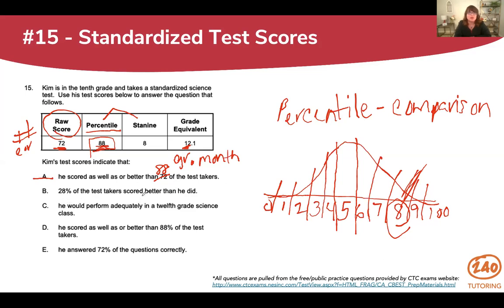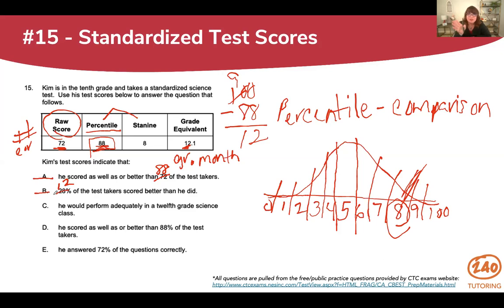All right, let's look at answer choice B. 28% of the test takers scored better than he did. Ooh, that one's kind of tricky. So he scored better than 88. Well, if we're looking at 100% minus 88, how many scored better than him? I can do this basic math here. A lot of you can probably do this in your head, and we get 12. So 88 to 100 would be 12. So actually only 12% of the test takers scored better than he did. So B is also not correct. C, he would perform adequately in a 12th grade science class. Well, this said 12th grade first month.